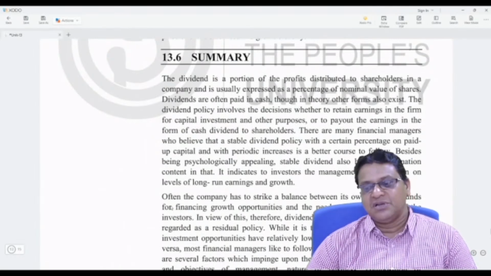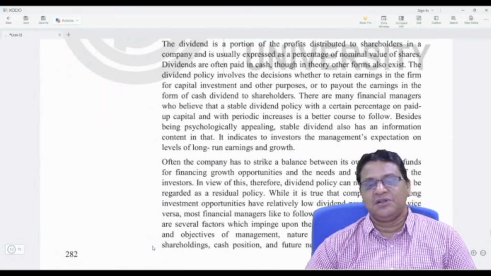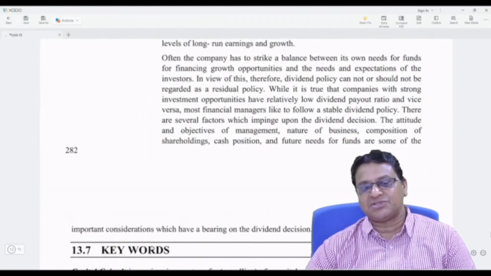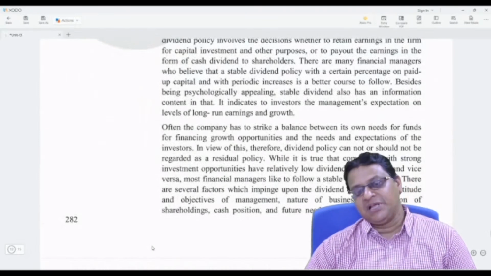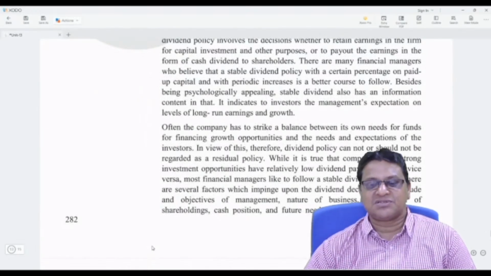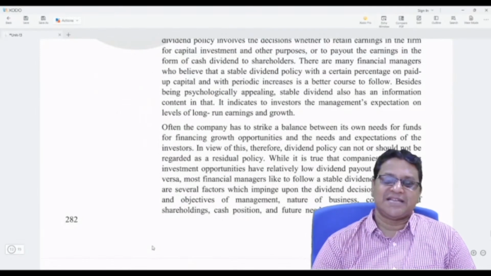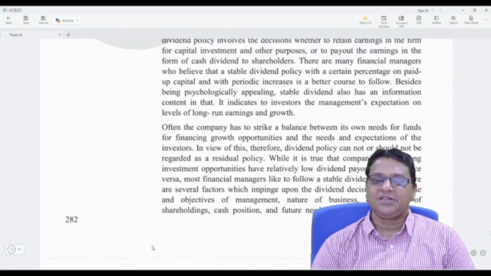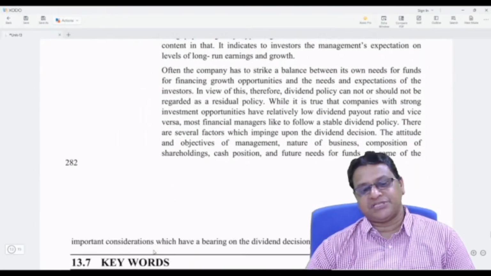So we have discussed different external factors of dividend policy. We have discussed different internal factors of dividend policy. Next, we have discussed the determinants of dividend policy. And at last, we have discussed different types of dividend policy, that is stable dividend policy, stable cash dividend policy, stable payout ratio, then other methods of making dividend policy.